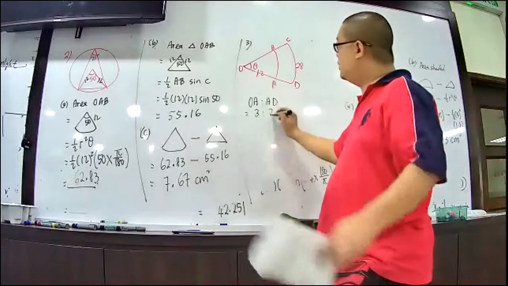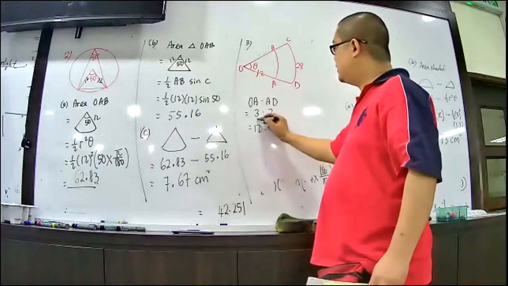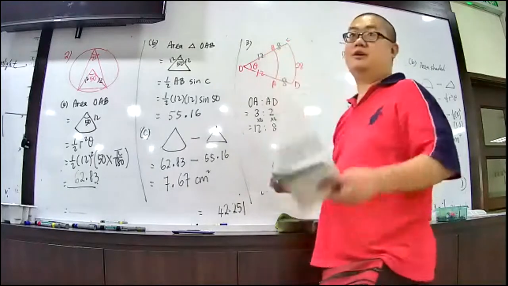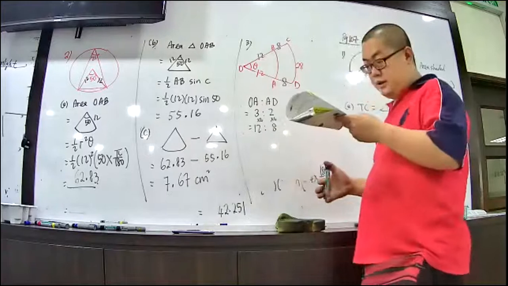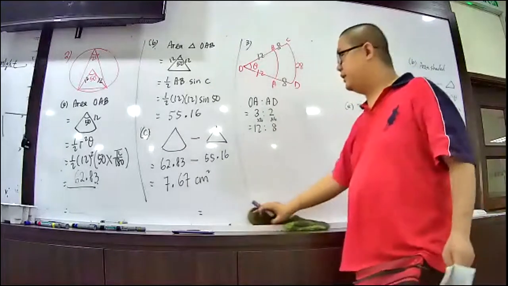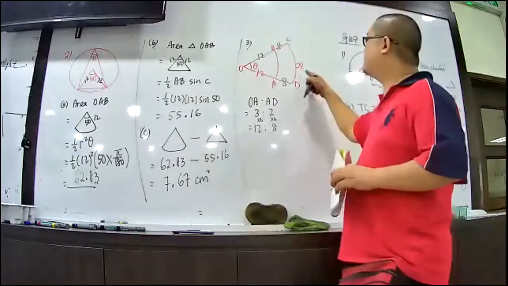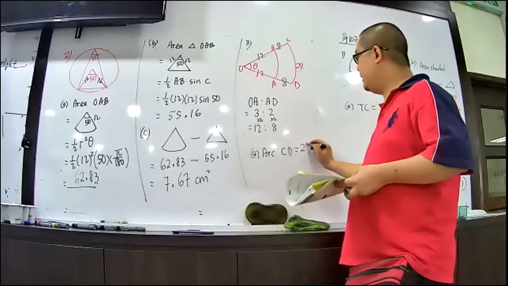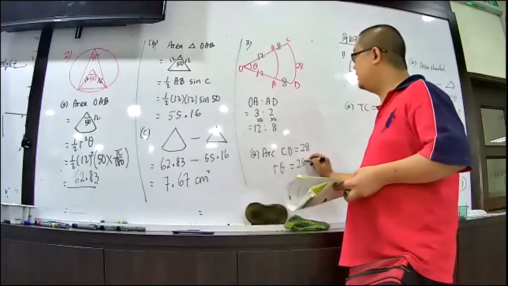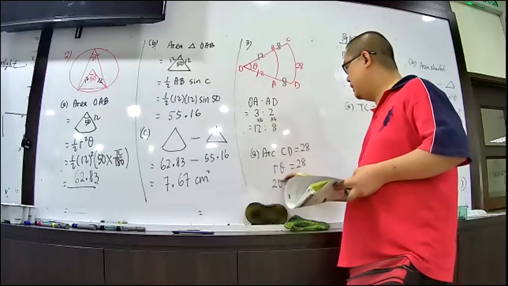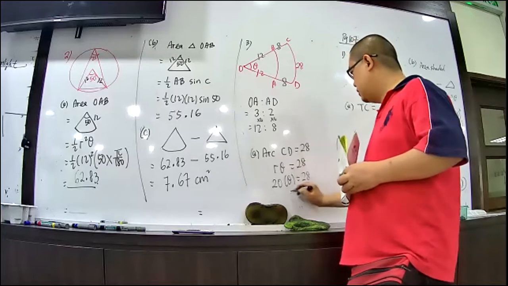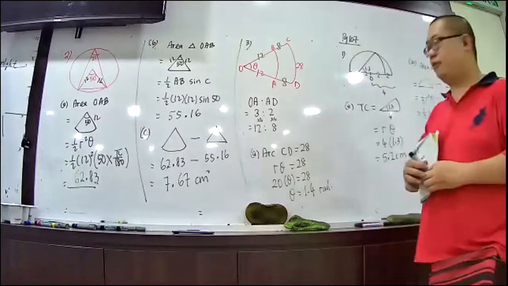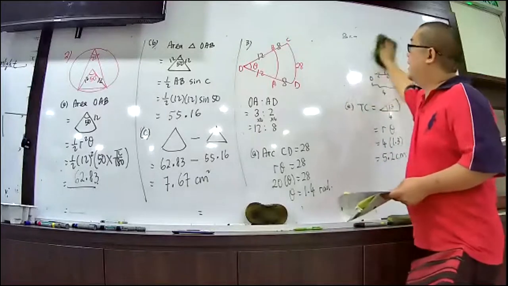Okay, OA is 12, so this one times 4, so this one should be 8. I know that this one is 8, the 12 one. Okay? Now what they want? Find the angle theta. So how do you want to find out the angle? I found that this one is the arc. So your arc CD equals 38. So your formula r theta equals 38. So 12 plus 8 is 13 times theta. So your theta is 1.4 radian. Okay, 1.4 radian.